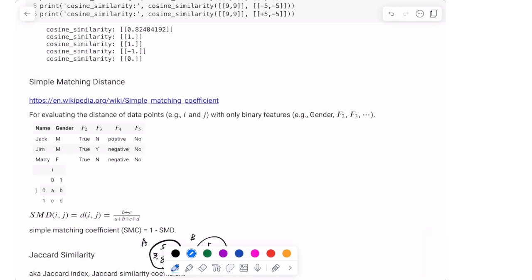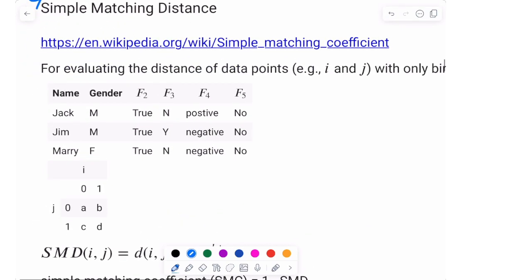For Euclidean distance or cosine similarity, we have to calculate something on the plane, so they are numeric data. But what if some data looks like this? We have 3 data points: Jack, Jim, and Mary, and their features F1, F2 are all categorical data. So the question is whether Jack and Jim are more similar, or Jack and Mary are more similar.